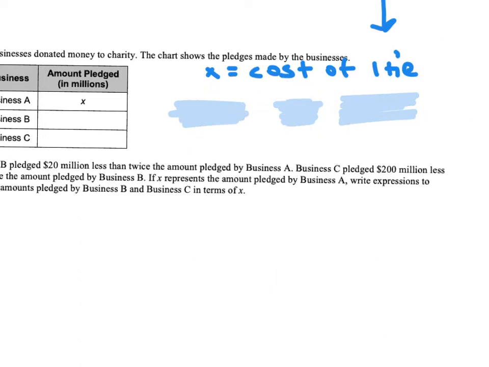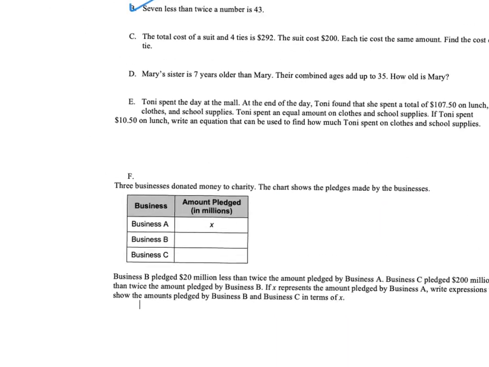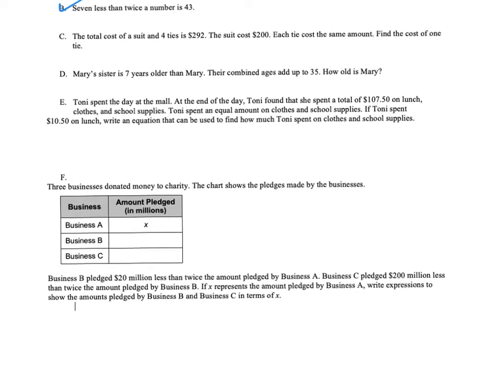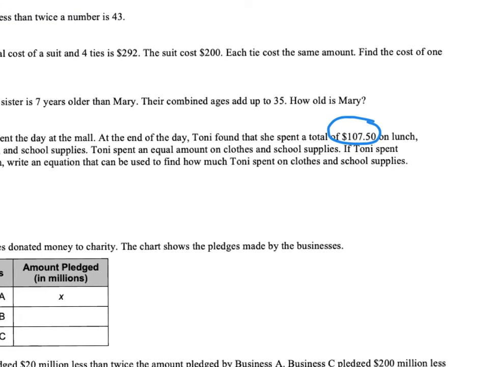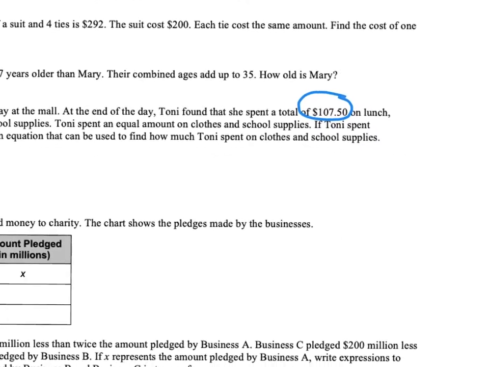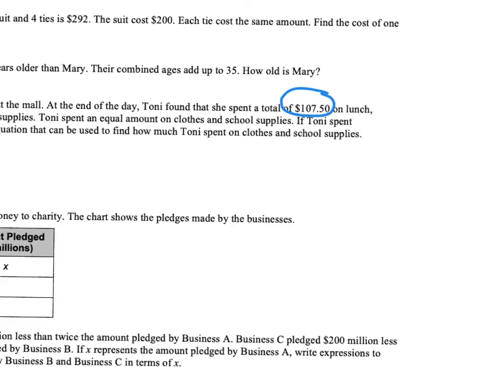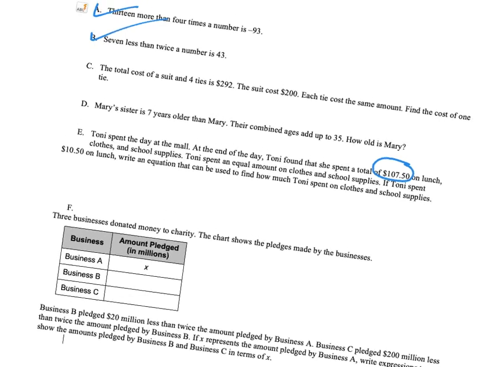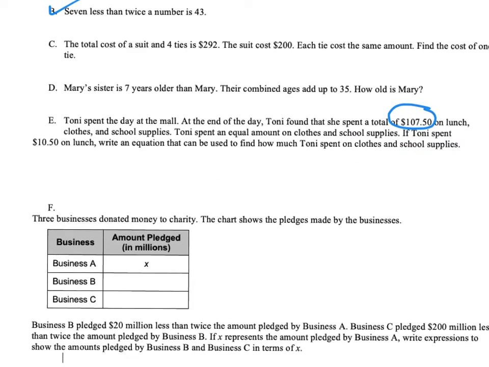Okay, so the last problem I'd like for you to take just as pure notes is going to be letter E. It says, Tony spent the day at the mall. At the end of the day, Tony found out that he spent a total, so that's going to be our equal sign and then our number, of $107.50. He spent that total on lunch, clothes, and school supplies. Tony spent an equal amount on school supplies and clothes. If Tony spent $10.50 on lunch, write an equation that can be used to find out how much Tony spent on school supplies and clothes.